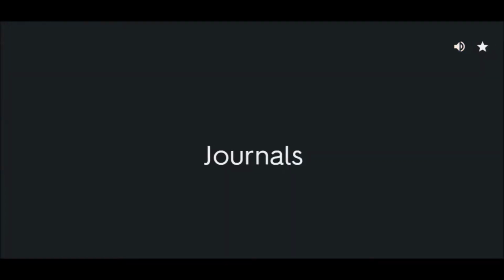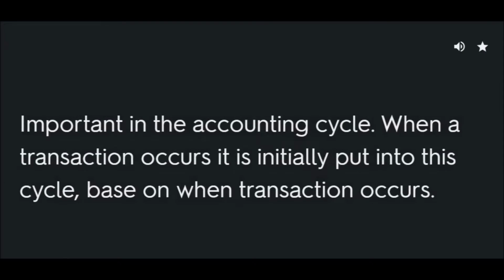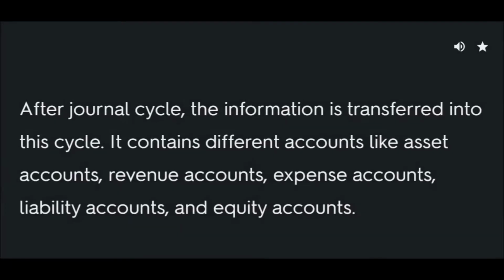Journals. Important in the accounting cycle. When a transaction occurs, it is initially put into the journal based on when the transaction occurs. Ledgers. After the journal, the information is transferred into the ledger. It contains different accounts like asset accounts, revenue accounts, expense accounts, liability accounts, and equity accounts.